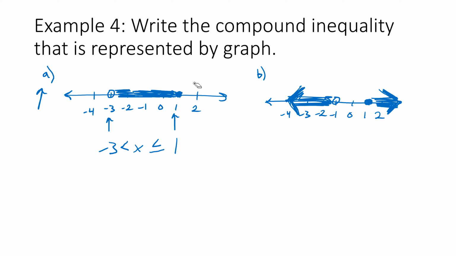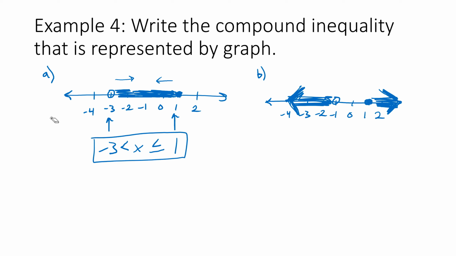And this should make sense, right? X is bigger than -3, right? I'm shading to the right of -3. But over here, x is smaller than 1 because I'm not shading past 1. So this is my final answer.